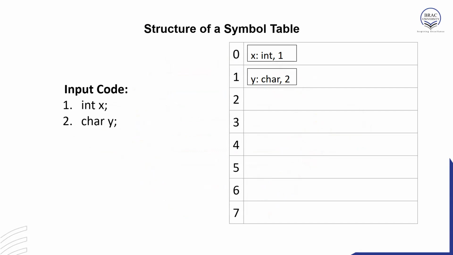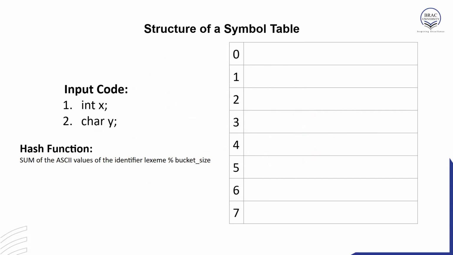In this code, if you look at line 1, you will notice the declaration of an integer variable x. For standard variables, we intend to record both the variable's data type and the line number. Similarly, in line 2, another variable y is declared with the same data type, character, and we store the variable's data type along with the line number.